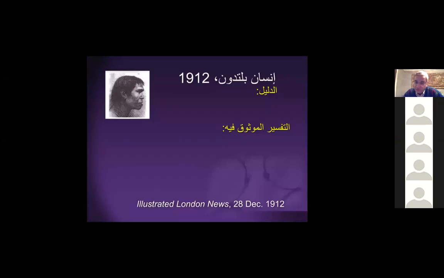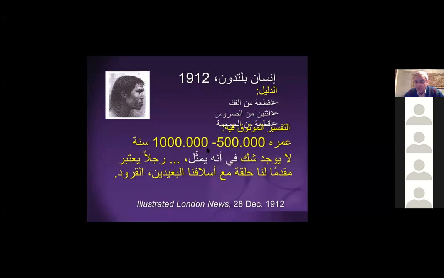More of these things that they thought were intermediates, because if we are coming from apes, we should have a creature which has characteristics of an ape and characteristics of humans. This is called Piltdown Man, in 1912, and the evidence was part of the jaw, two teeth, and part of the skull. And they said this is a creature which lived about half a million to a million years ago, and he is the intermediate.